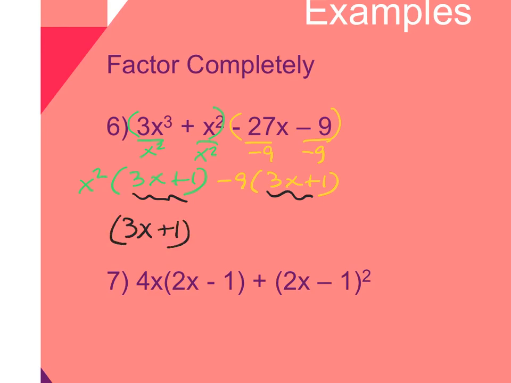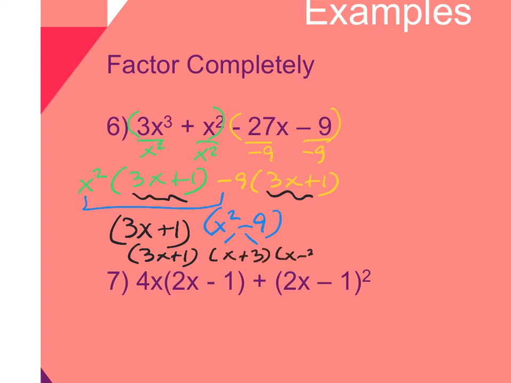And then we're going to take the two things that are outside here, and x squared minus 9. Notice x squared minus 9 is the difference of 2 squares. This one I can keep going. So rewrite this one, and then factor the blue. The blue becomes x plus 3 and x minus 3. And now you're done. Last example.